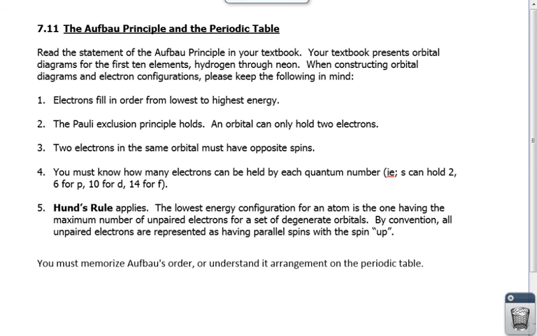Aufbau order: electrons always fill from the lowest to highest using Aufbau order. The Pauli exclusion principle, we talked about that. Orbitals can only hold 2 electrons. They have to have opposite spin. You must know how many electrons each we have by each quantum number.